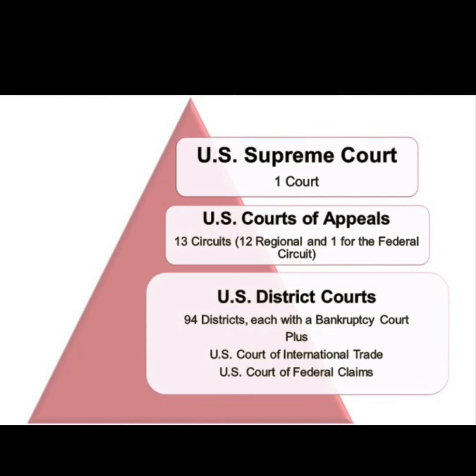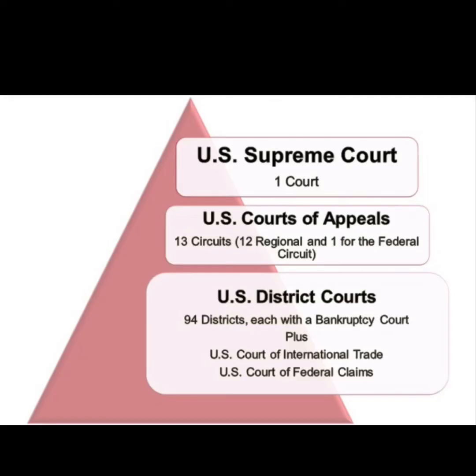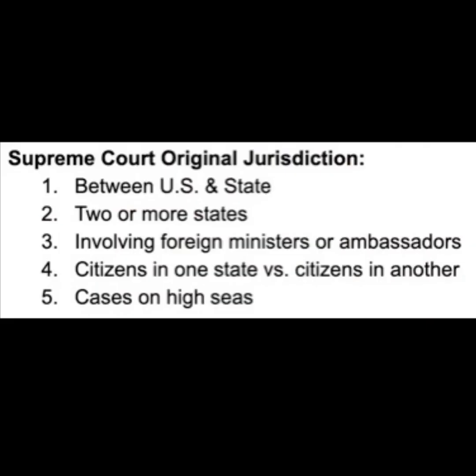Going back to the pyramid chart, we can look at the next court, which is the U.S. Court of Appeals. These courts have 13 circuits, 12 regional, and only 1 for the federal circuit. They act as an appellate court. The final highest court is the U.S. Supreme Court. This court is the last appellate court existing within the government of the U.S. Currently on the screen are cases where the Supreme Court holds original jurisdiction.